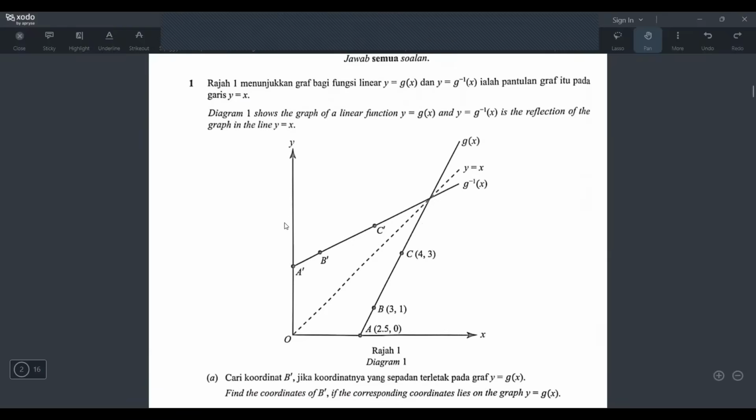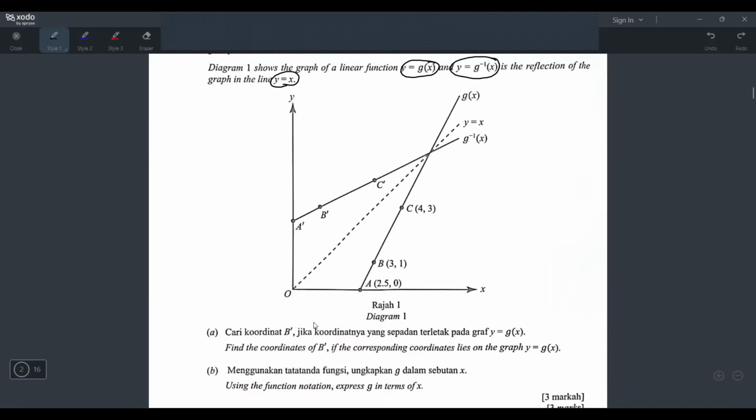Okay, let's start. This is question number one. Let's read the question first. Diagram one shows the graph of linear function y equals g(x) and y equals g inverse x. They are the reflection of the graph in the line y equals x. You must know this. If I have a function g(x) and I draw the graph for g(x) and the graph for g inverse x, they will be the reflection of each other in the line y equals x.